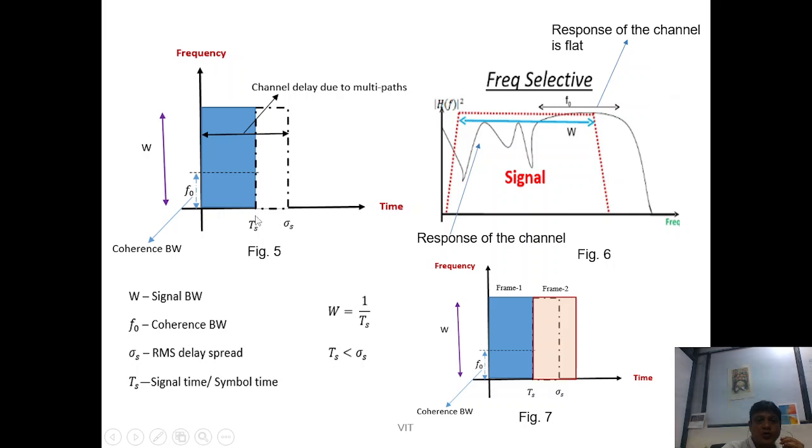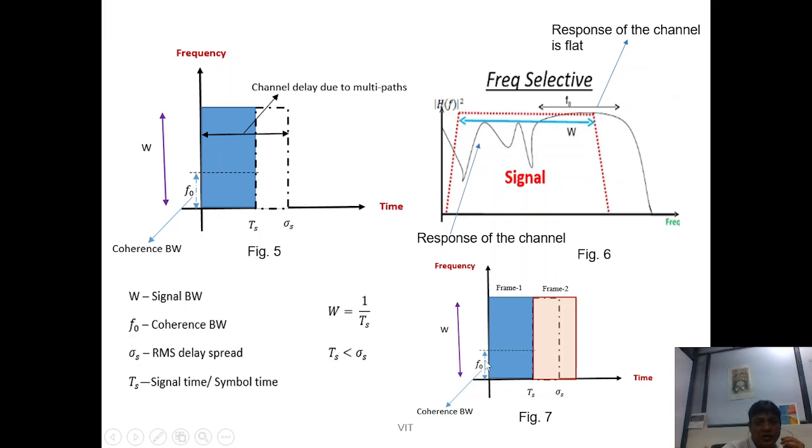TS is the symbol period, and this entire duration from here to here is the delay spread, the RMS delay spread sigma S. This happens due to the multipath of the channels. Now what is the problem? This is converted into the frequency domain. If we see, this signal will face frequency selective fading.